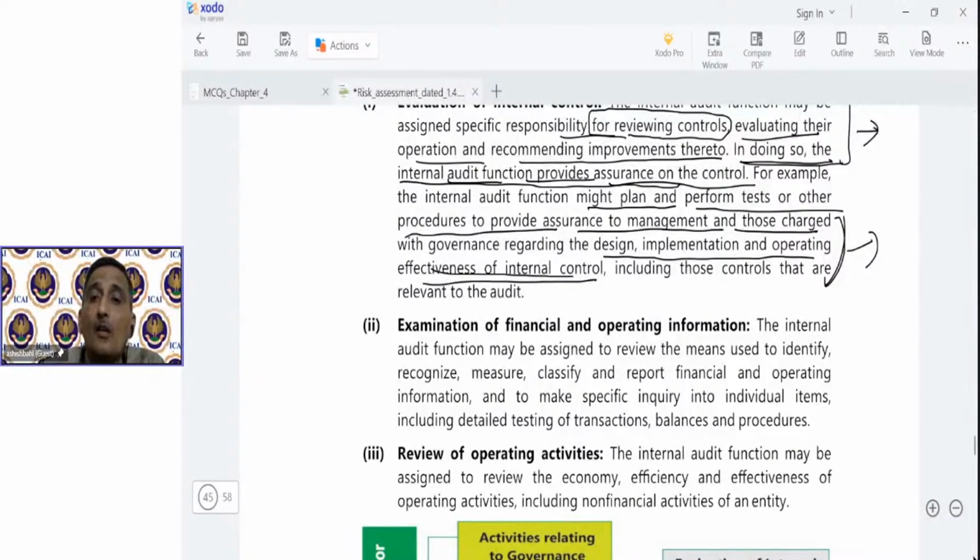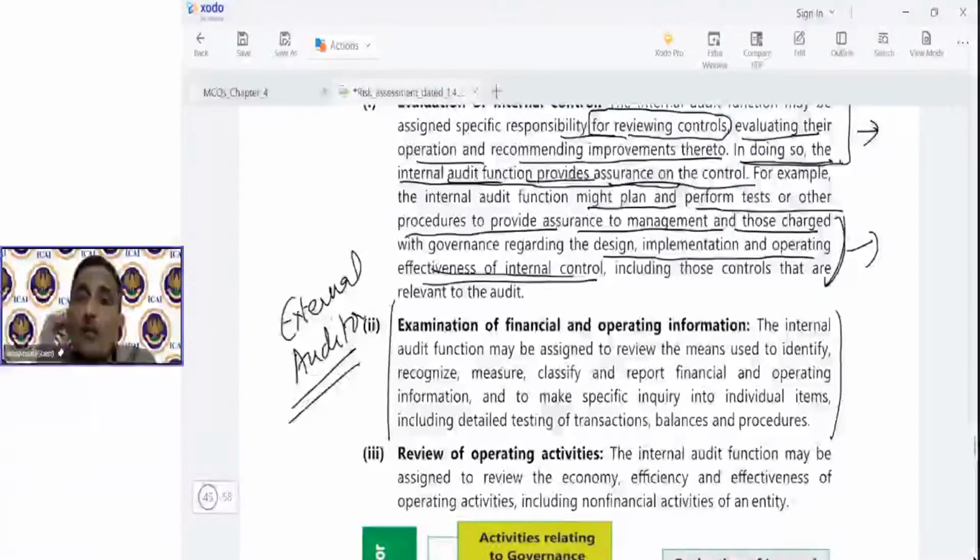So you would say that this is the domain of the external auditor. How can the internal auditor do it? No. Here the management is also analyzing its books, its financial statements. So they may ask the internal auditor to examine the financial information.